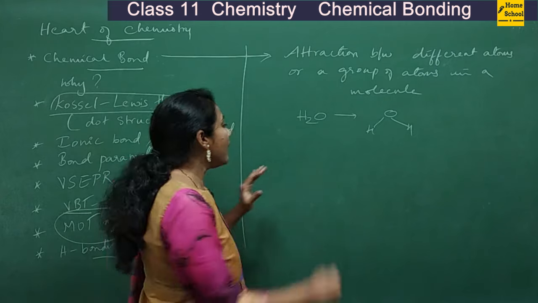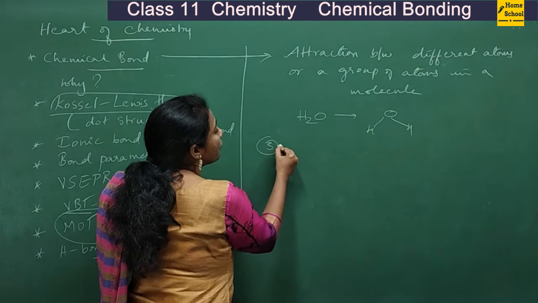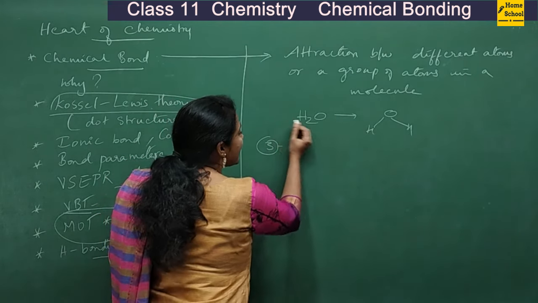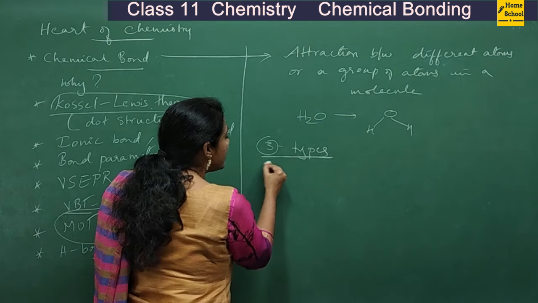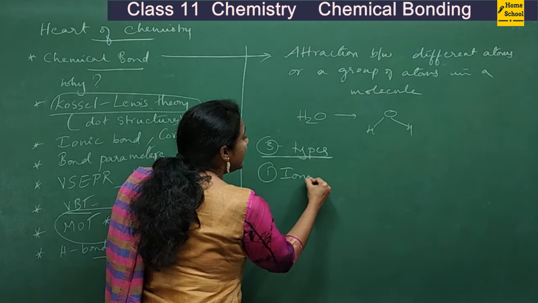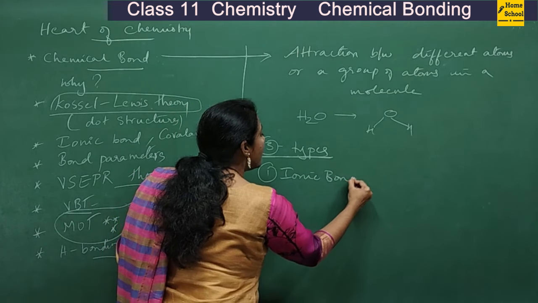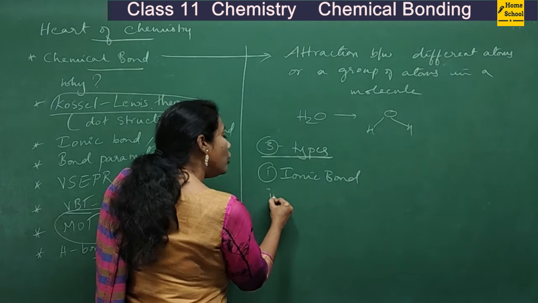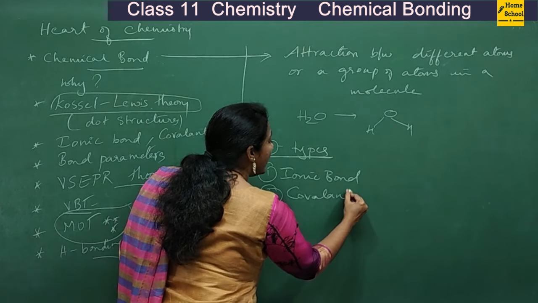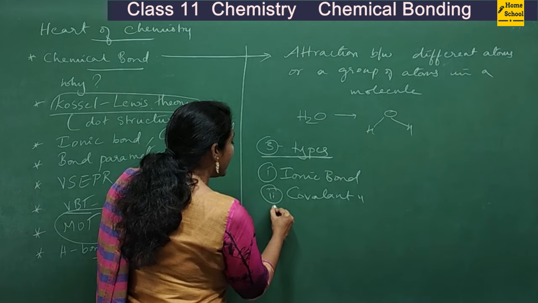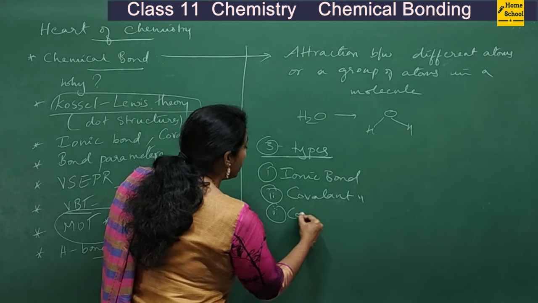There are actually three types of chemical bonds, as I told you. First one is ionic bond. These words you must have heard in your lower classes itself. Second one is covalent bond, and the third one is coordinate bond.